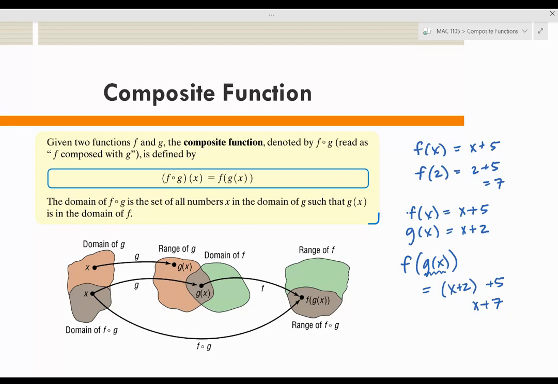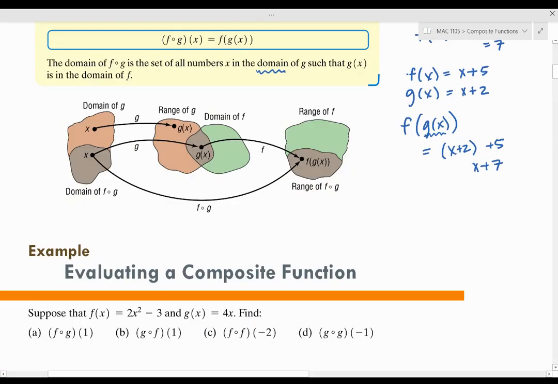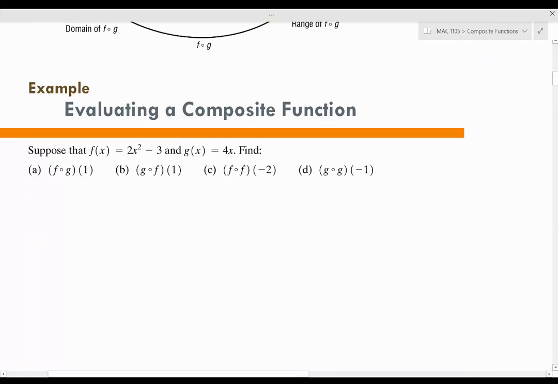The other thing that's going to be a little different is when you're finding the domain. Remember, when we're looking for a domain, we're looking for the x values or the input values that we can put into a function. Because now we're going to have functions inside of functions, when you look for the domain, you have to look for the values that clear the first function as well as the values that clear the second function. We're going to do examples of that as well. Let's move on to our first set of examples.